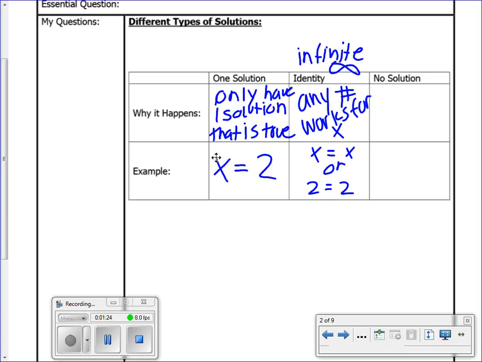And when we have no solution, you get something like 0 equals 2. This is a false statement. 0 can never equal 2. So this would be an example of no solution. So no number will hold true.